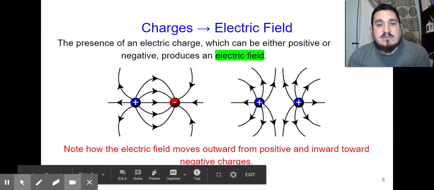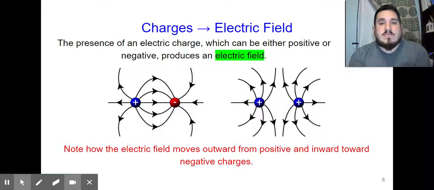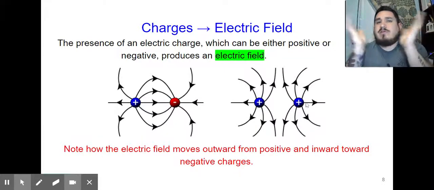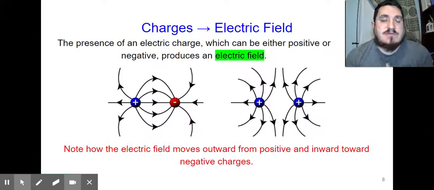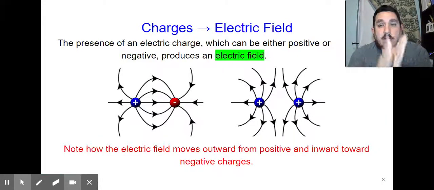Whereas these positives both want the forces to go away from each other, so they don't want to interact with each other. Like, no, no, no, get your force away from me because I'm positive. Okay? And so note that the electric field moves outward from positive and inward toward negative objects. Okay, hopefully that makes sense.